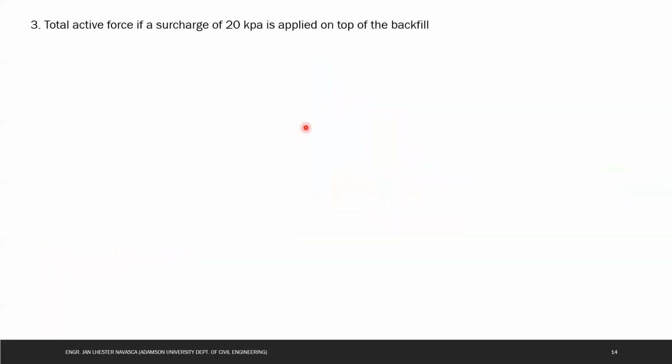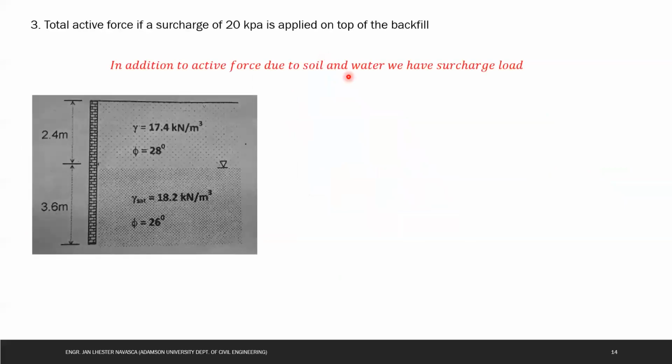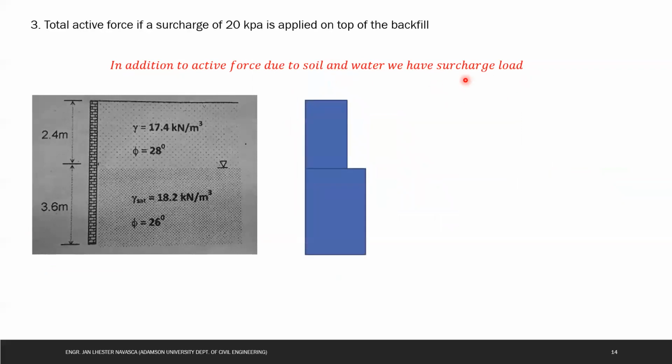So last problem for situation 2: the total active force if a surcharge of 20 kPa is applied on the top of the backfill. In addition to the active force due to the soil and water, we have this surcharge load. For the surcharge load, if you recall the pressure diagram for a single layer, the pressure due to the surcharge load is Q times K, the surcharge load Q times the coefficient of lateral pressure K.